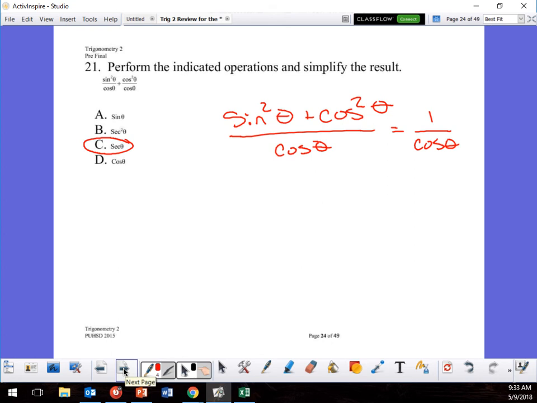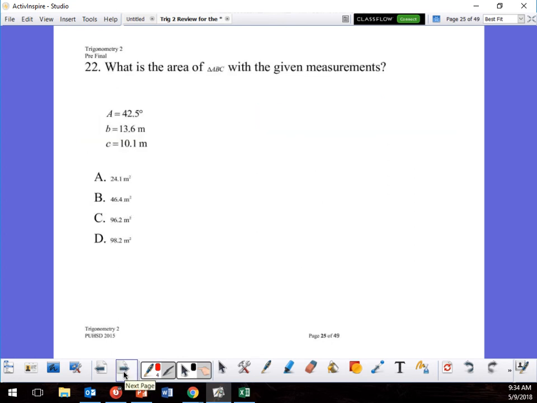All right. 22. There we go. All right, there's 22. The area of the triangle given the measurements. All right. I have angle A, I have little b, and I have little c.